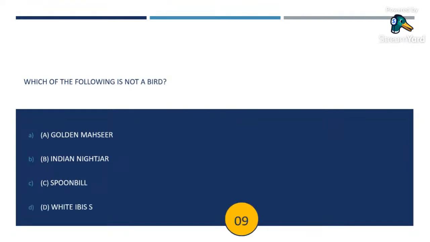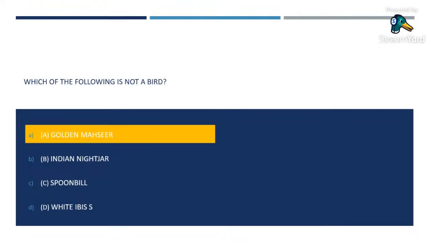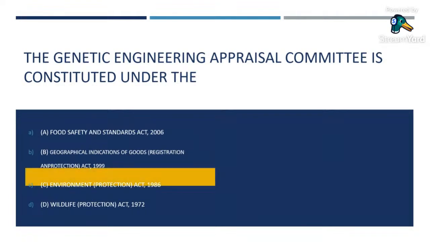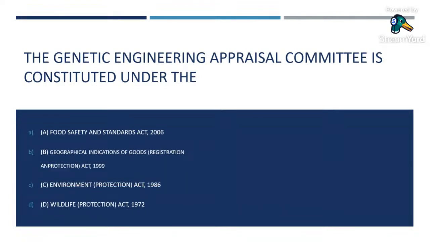Which of the following is not a bird? A. Golden mahseer, B. Indian nightjar, C. Spoonbill, D. White ibis. It is golden mahseer. It is not a bird. The Genetic Engineering Appraisal Committee is constituted under the A. Food Safety and Standards Act 2006, B. Geographical Indication of Goods Registration and Protection Act 1999, C. Environment Protection Act 1986, D. Wildlife Protection Act 1972. It is Environment Protection Act 1986.